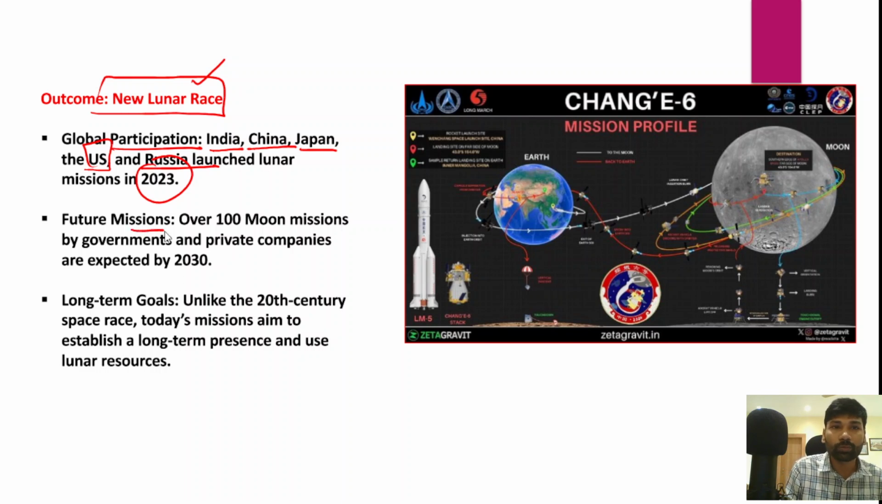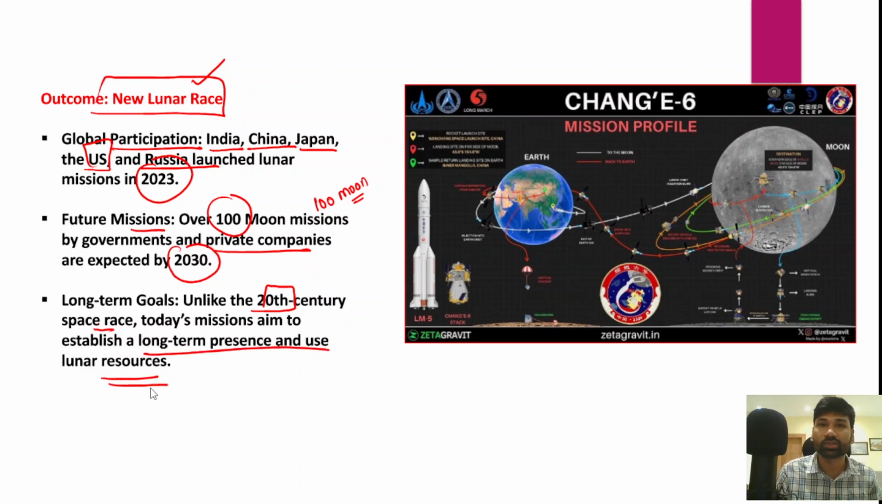When we talk about future missions, there will be over 100 moon missions by governments and private companies by the year 2030. And for long-term goals, unlike the 20th century space race between the US and the USSR, today's missions aim to establish a long-term presence and use the lunar resources for interplanetary and deep space missions by these respective countries.